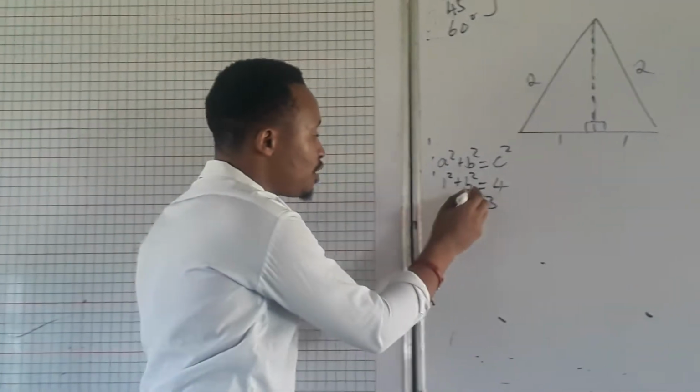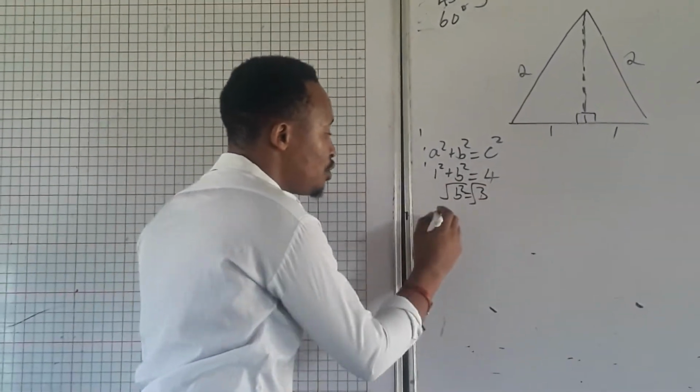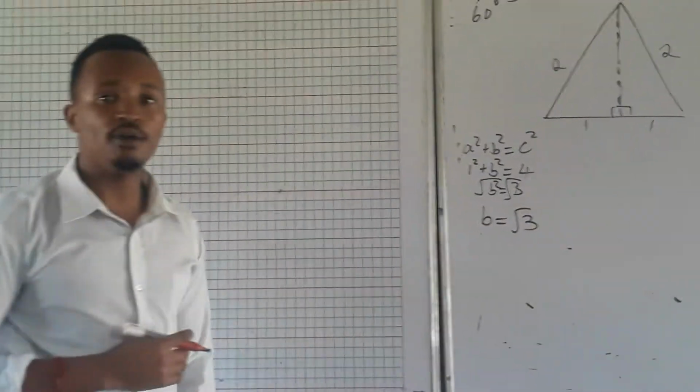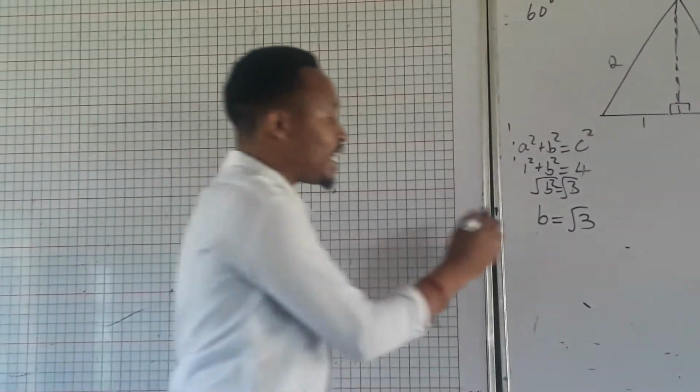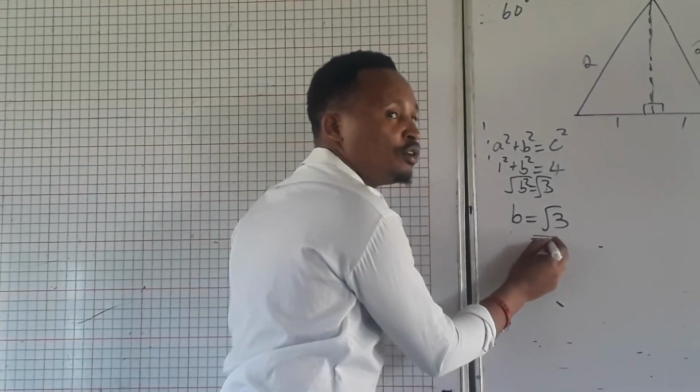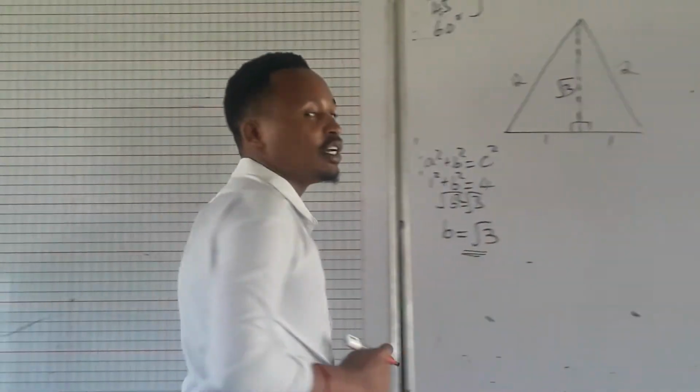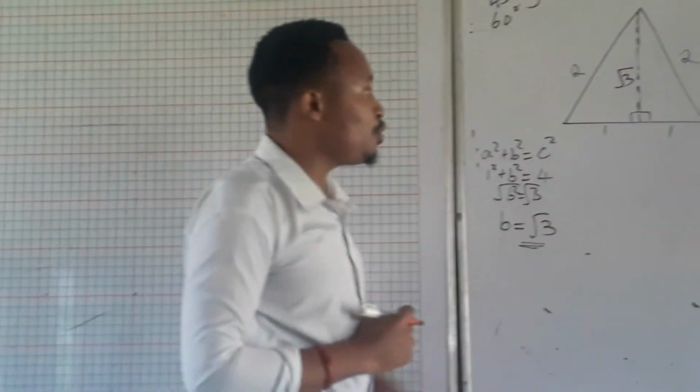Yes. So if I square root that side and I square root that side, you're going to have b is equal to root 3. Are we together? So we are now back to third form. So b is equal to root 3. So here we're going to have root 3. Are we together? Yes. Then we look at this triangle here.